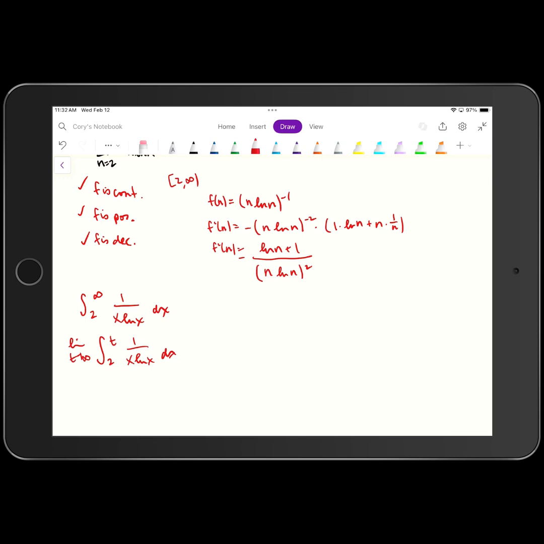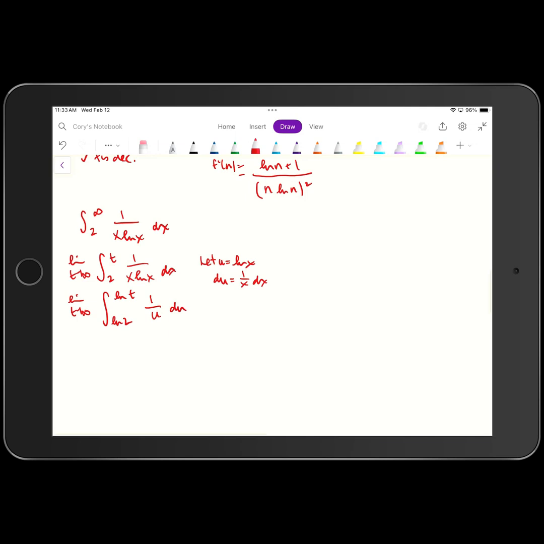I'm going to do a u substitution to evaluate this integral. So I'm going to let u equal the natural log of x, which makes du equal to 1 over x dx. So I can rewrite this then as the limit as t goes to infinity. I'm going to rewrite both limits of integration in terms of u values. So the lower limit will be the natural log of 2. Upper limit is going to be the natural log of t. I can rewrite that formula, doing the u substitution, as 1 over u du.